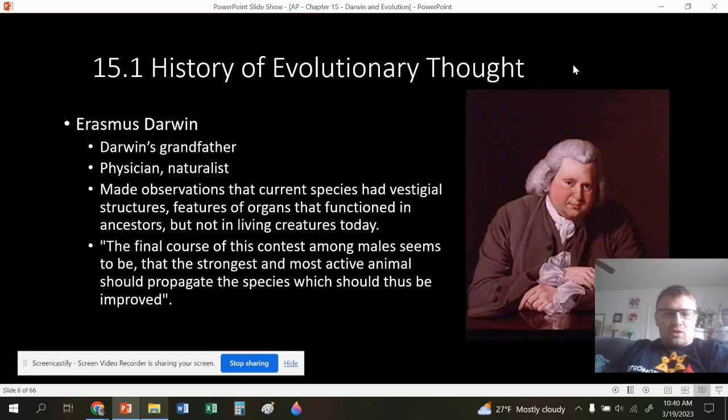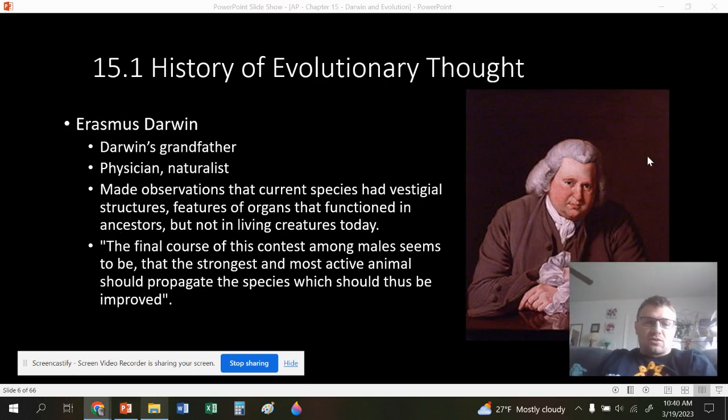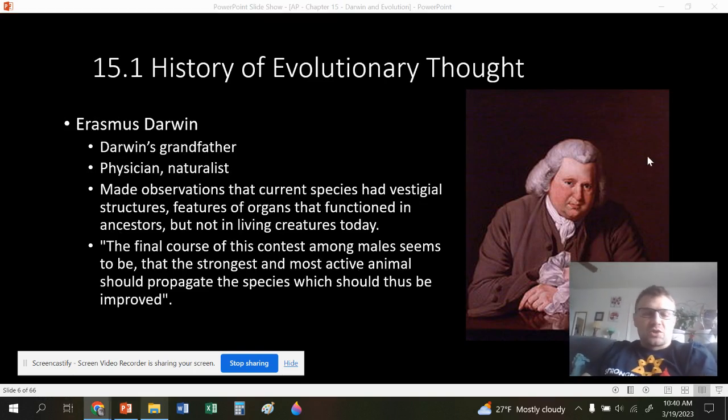Now, Erasmus Darwin, you might think, hey, I misspelled Charles Darwin. No, Erasmus Darwin was actually Darwin's grandfather. He was a physician and a naturalist. We don't use the term naturalist a lot in science today because it's an older term, but basically he was a biologist, and he made observations that species might change, and their organs and structures might change over time.